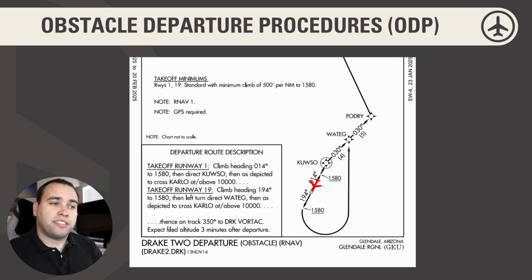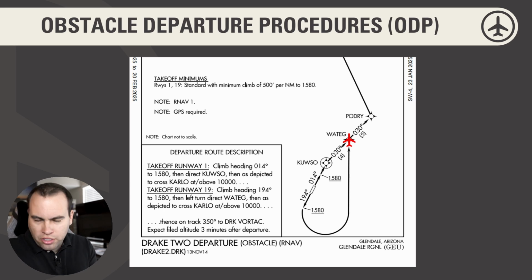So the notes tell us to climb on a heading of 194. So we're going to climb on a heading of 194 until we reach 1,580. Once we reach 1,580, we can make that climbing left turn and then continue on to Waytag, and that's going to be direct.